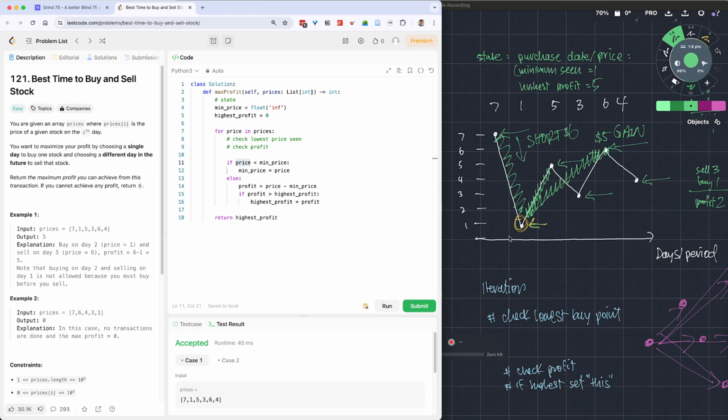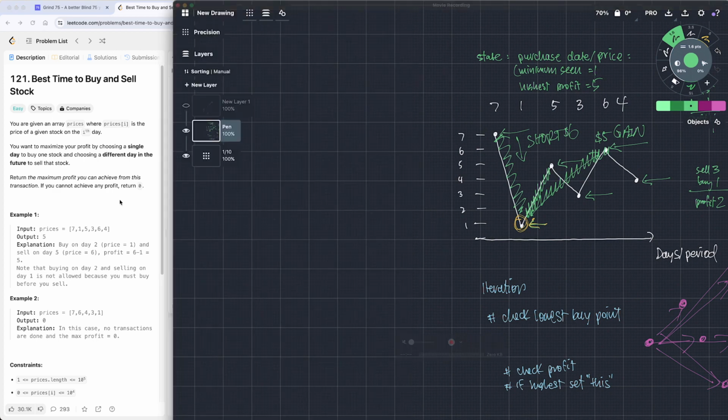Time always moves forward. It's true in life, true in this problem. And when you buy, you're trying to look into the future, and that's giving you a clue of what type of state you're going to need, right? You're going to need some state to say, I'm so happy I got this price. And then you're going to need some state to say, I'm so happy I sold, right?